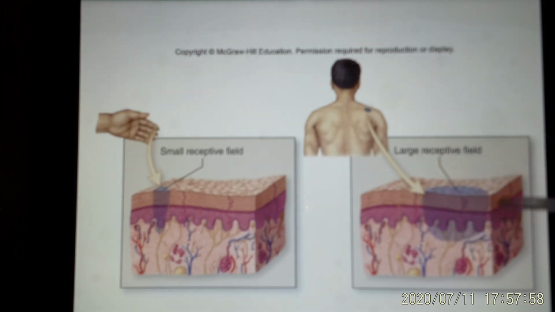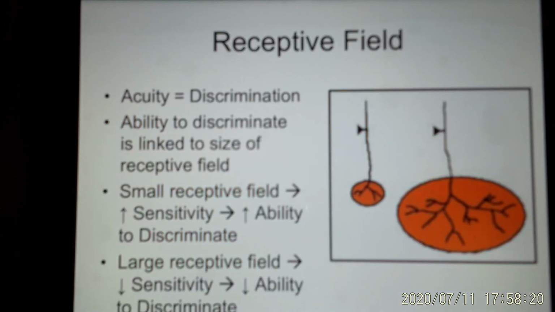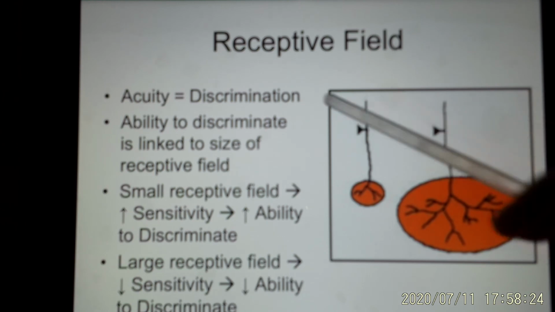And the large receptive field is like those low megapixel digital cameras. Each pixel is big. It turns out the resolution is low. It happens in the less sensitive body parts, like your back, your body. That's the large receptive field. And we call it acuity discrimination.